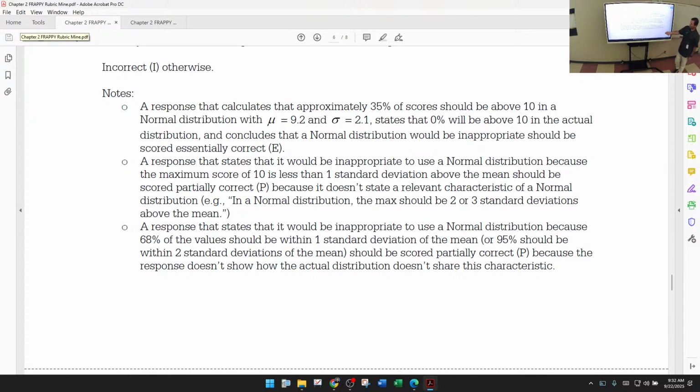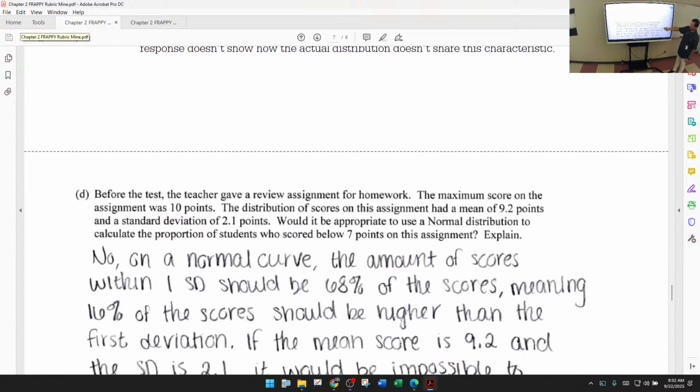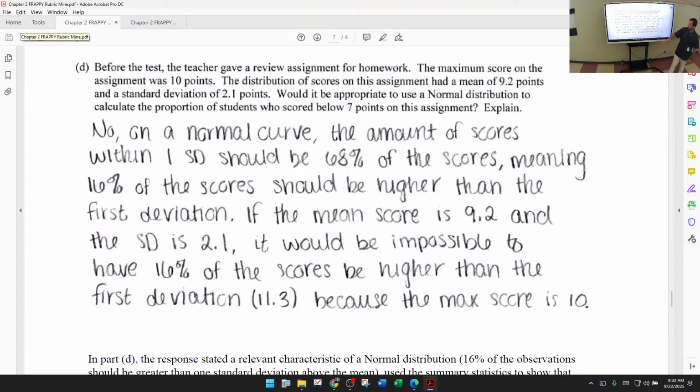Let's see what these 2 students did. No. So they answered the question right off the bat. On a normal curve, the amount of scores within 1 standard deviation should be 68% of the scores, meaning 16% of the scores should be higher than the first deviation. If the mean score is 9.2 and the standard deviation is 2.1, it would be impossible to have 16% of the scores be higher than the first deviation because the max score is 10.